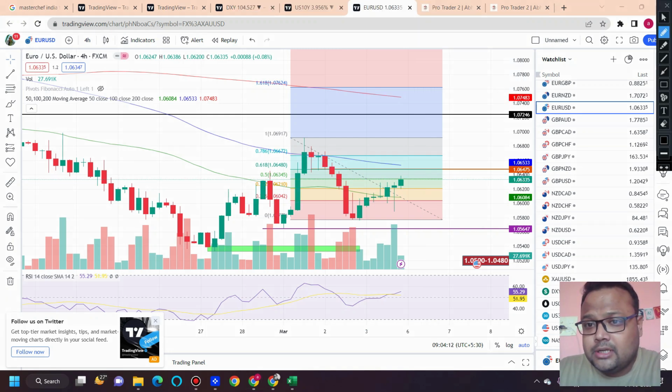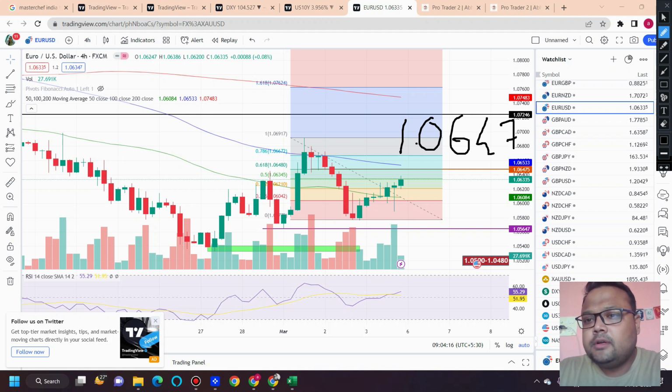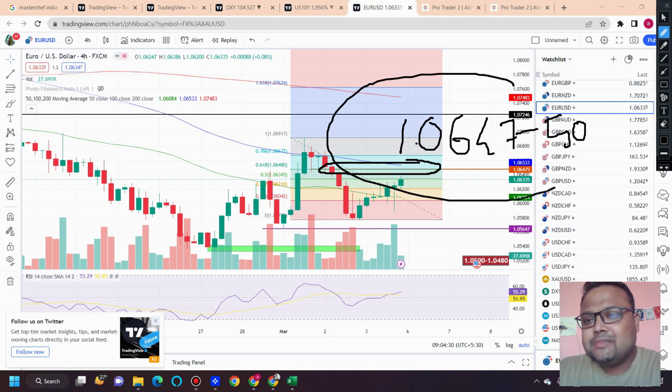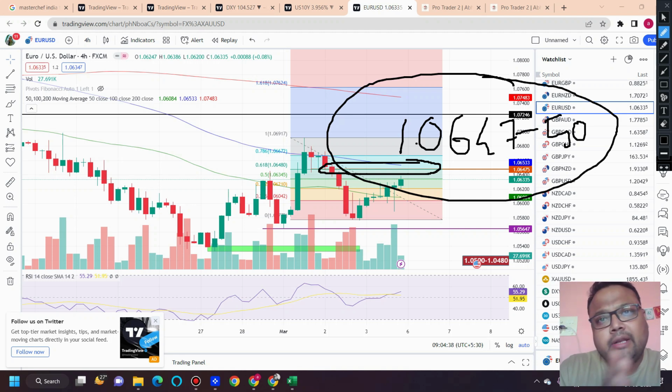The next resistance on the chart of Euro USD is around 1.0647 to 1.0650 level, because of the 100 moving average, as well as the Fibonacci 61.8% retracement level. So this is the next resistance on the chart of Euro USD. But keep in mind, getting additional confirmation from DXY is very important, because if the fall on DXY continues, then obviously the market will not respect any resistances.